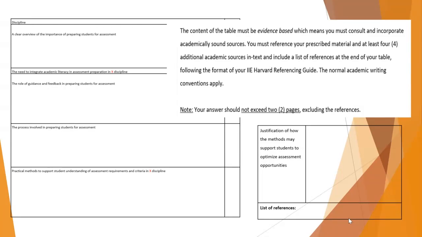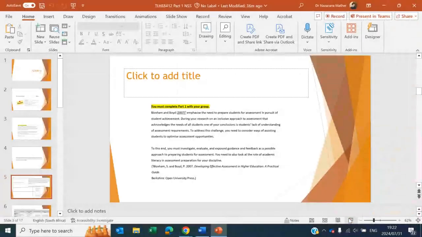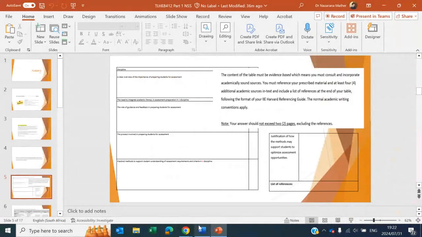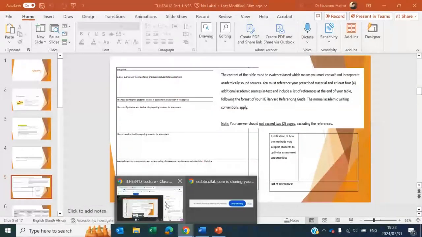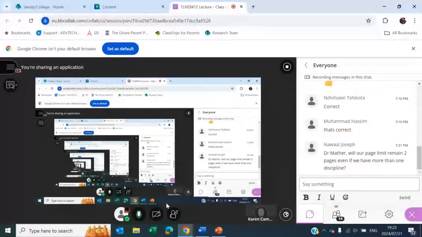Okay, so I heard a question before we go through the rubrics. Let me come to that question. Well, our page limit, Noel, I explained that if you have more than one discipline, you will probably exceed the 2 pages, which then will be fine. Okay, are there any other questions before we move on?